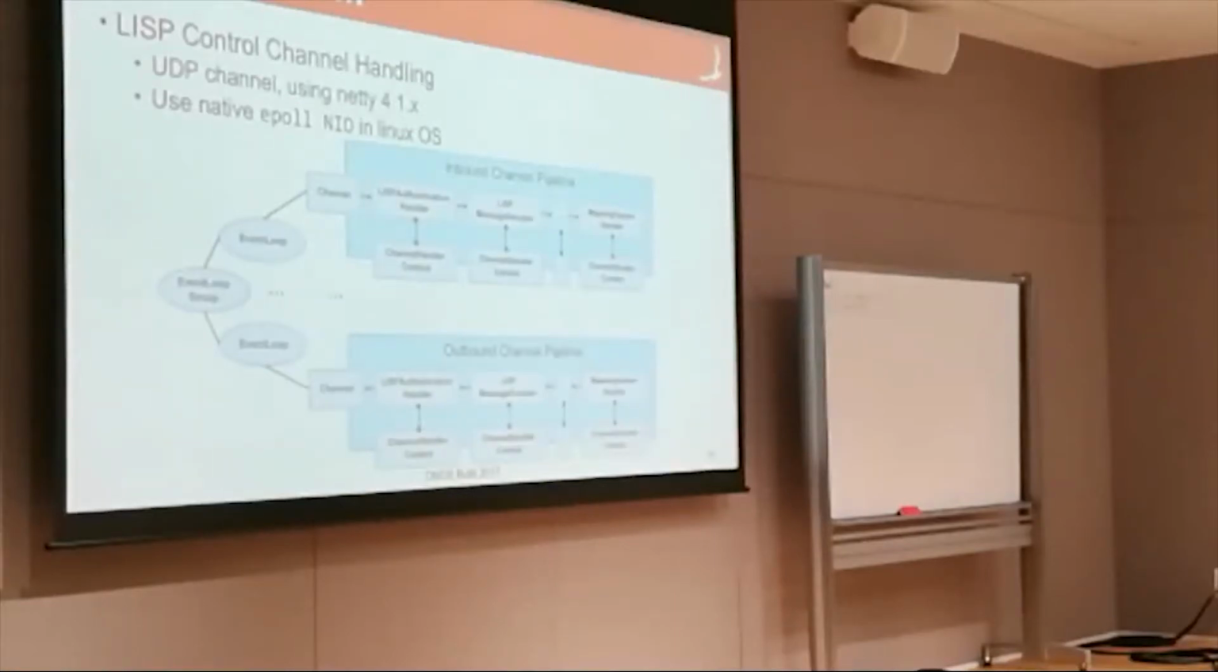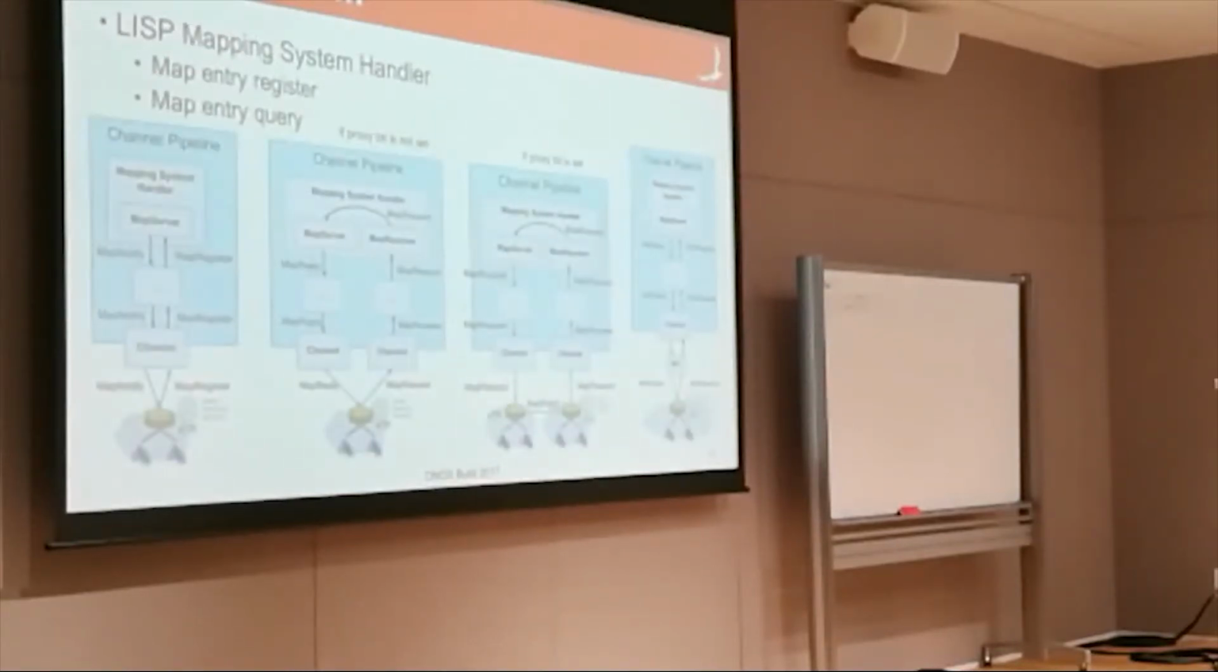And we're using Netty 4.1, the latest version of Netty, to deal with the channel management. OpenFlow also uses something similar to Netty. I think inside ONOS it uses Netty 4.1 to manage OpenFlow channels as well. And we use native epoll, non-blocking I/O in the Linux OS, to further improve the performance. And these are the several requests and the register, which means how this message can be handled by the channel and the mapping system handler and so on.